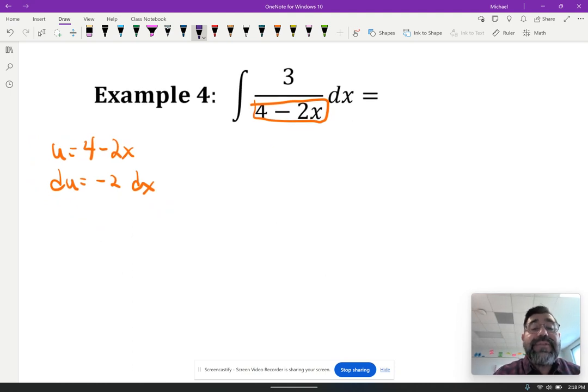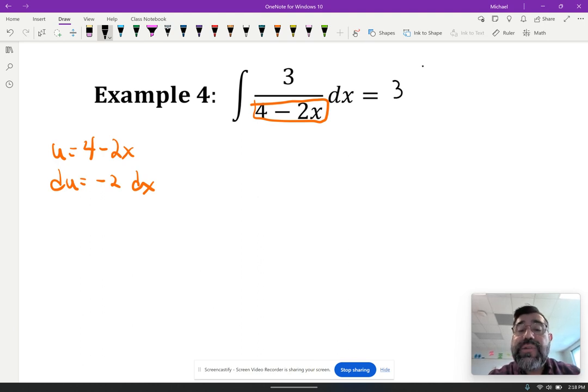All right, do we have everything we need? I don't think so. Not only do I not have what I need, I have extra stuff. A couple of things to recognize. I have the u identified, and I know what my du should equal, but I don't see a -2 anywhere. And on top of that, I see a +3, so that's even worse. So here's what we can do. Why don't we pull this 3 out like we usually do? If it's a constant, pull it out to the front.